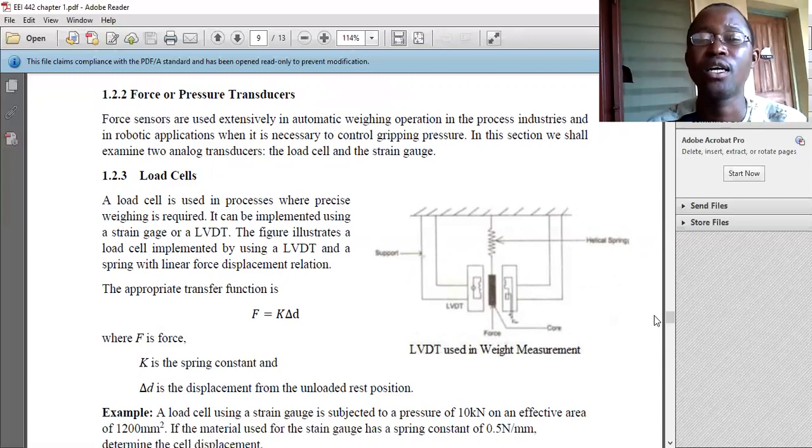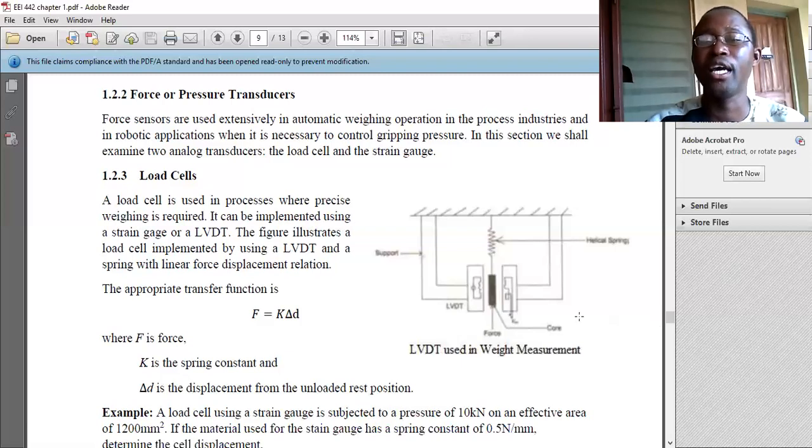A force transducer, pressure or force transducer. And an LVDT is actually an inductive transducer that converts position into a change in resistance, kind of. So in the figure here, we have an example of a load cell that is implemented using an LVDT, with a spring, giving a linear force-displacement relation.